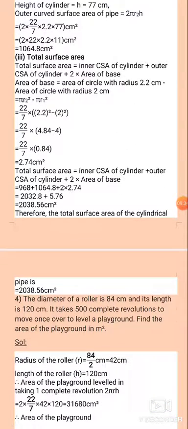Now the next one. The diameter of a roller is 88 centimeter and its length is 120 centimeter. It takes 500 complete revolutions to move once over to level a playground. Find the area of the playground in meters square. Now listen carefully. We know the cricket stadium, football stadium, etc. So how to level that playground using a roller? It is in the shape of a cylinder.